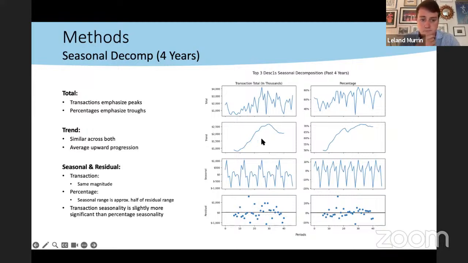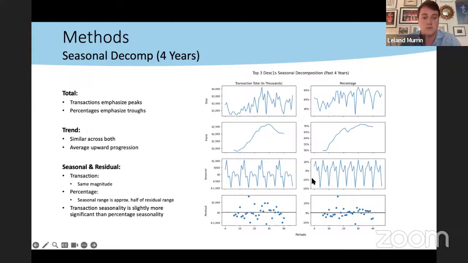The trend plot is similar across both. There's an upward progression, so you can see that this company might be experiencing some reliable growth, but we need to confirm that a little bit later. The seasonal plots are pretty interesting. If the range of the seasonal is of the same scale or higher than the residual plot, then there's definitely some significant seasonality to be investigated. Here for the transaction total amount, the seasonal plot was around the same scale as the residual. So there's something interesting there, but not entirely significant.